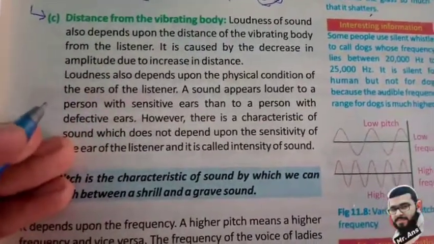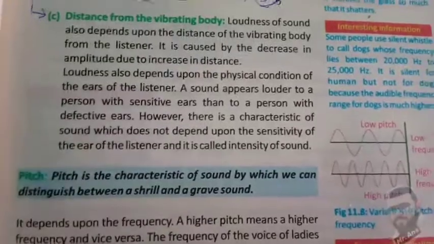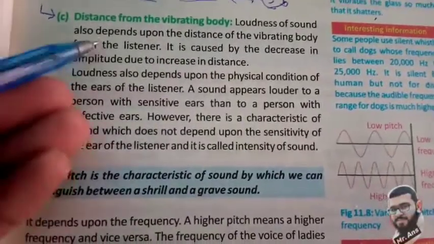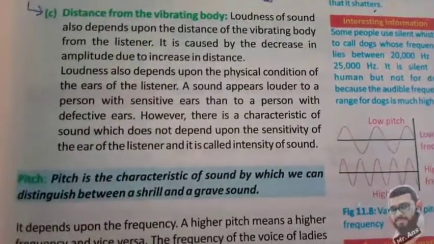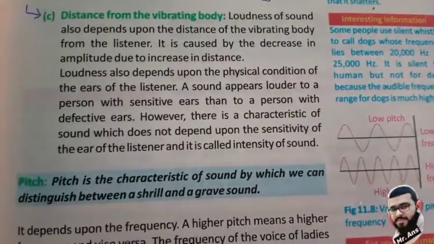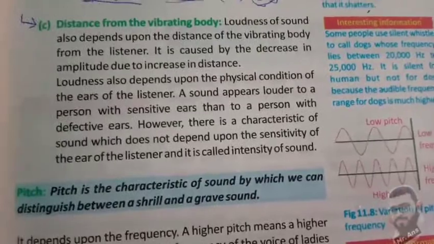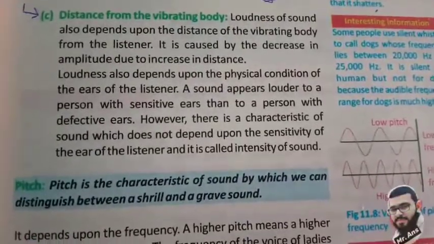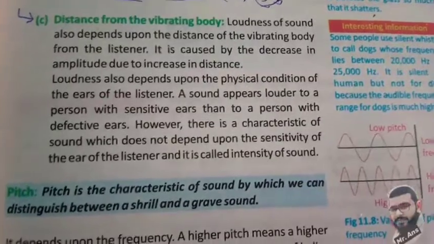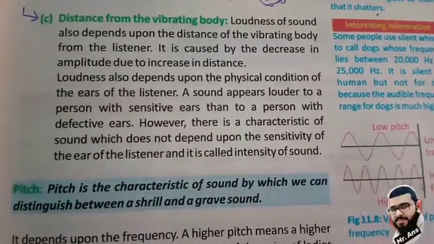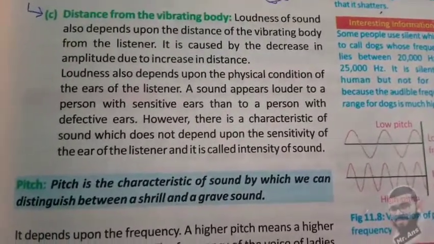In the past video, we covered some characteristics, and now we also have some characteristics related to distance from the vibrating body. So the characteristic of a sound depends upon the listener, how much distance there is between the listener and a vibrating body which is producing sound waves.